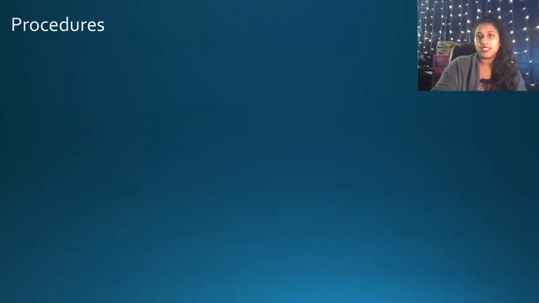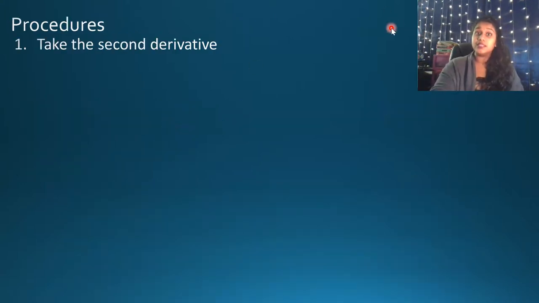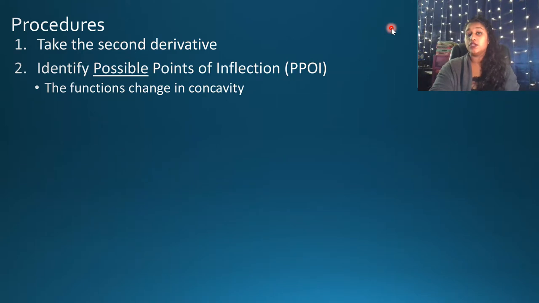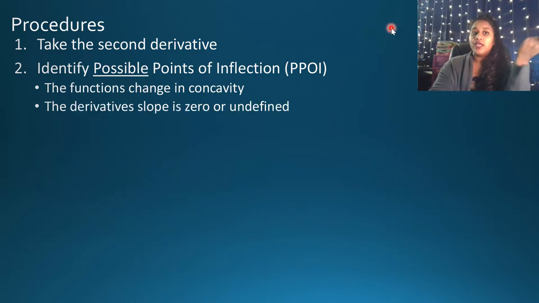So how do we do this? It's as simple as last time. You take the second derivative, you identify possible points of inflection, which there's three different ways you can see this. You can look at your original function and identify concavity. You can look at the first derivative and see if the slope is zero or undefined, or you can identify the second derivative and set it equal to zero.